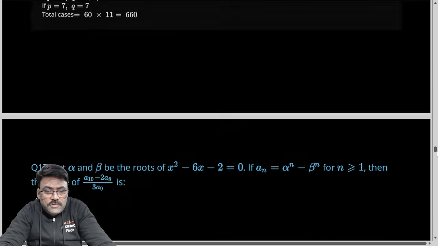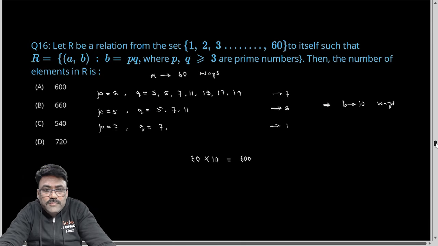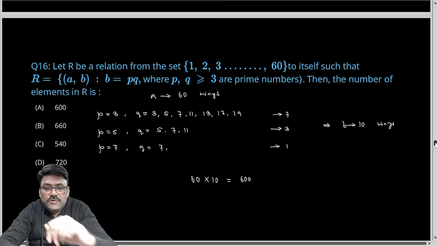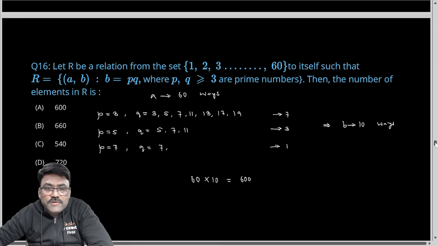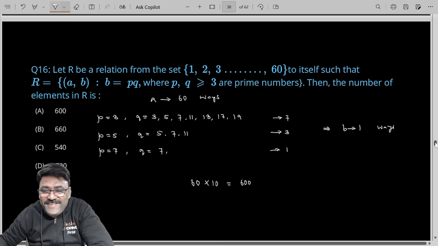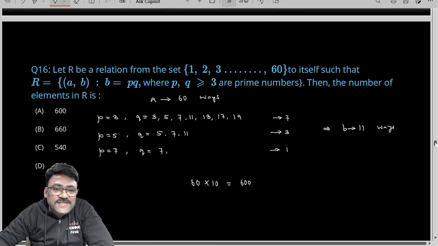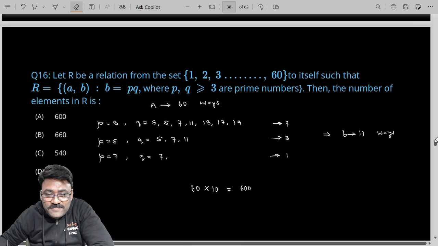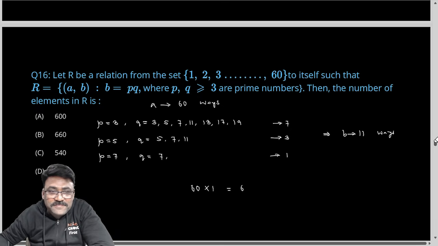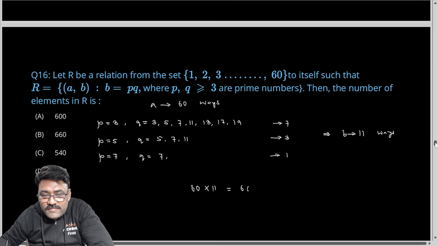I'm missing something. Let me check. They are getting 660. So let me check if I'm missing something. 7 plus 3 plus 1 is 11 actually. It is 11 here, 7 plus 3 plus 1. So it is actually 60 times 11. So 660, yes.